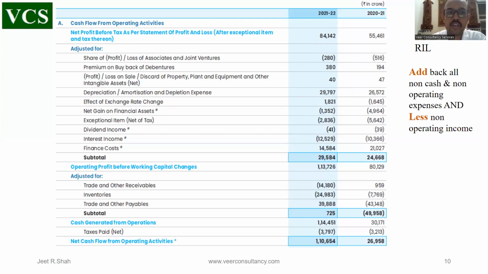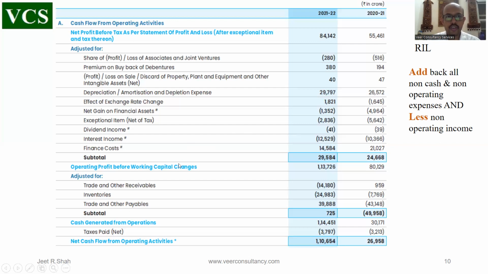And then over here we also have dividend income, 41. Now this is a non-operating income. It means this is not the money we earn by doing business. But this is a part of your profit before tax. You want to find how much cash flow you generate from operations. So what I will do is reduce this dividend income from my profit before tax. Similarly, I have also reduced the interest income. So what is the basic crux of these adjustments? You will add back all the non-cash and non-operating expenses, and you will deduct the non-operating incomes.